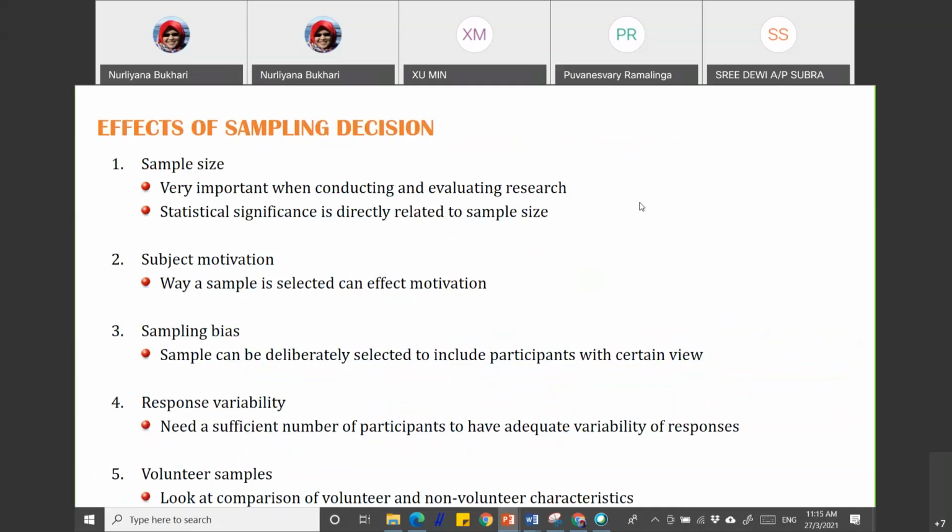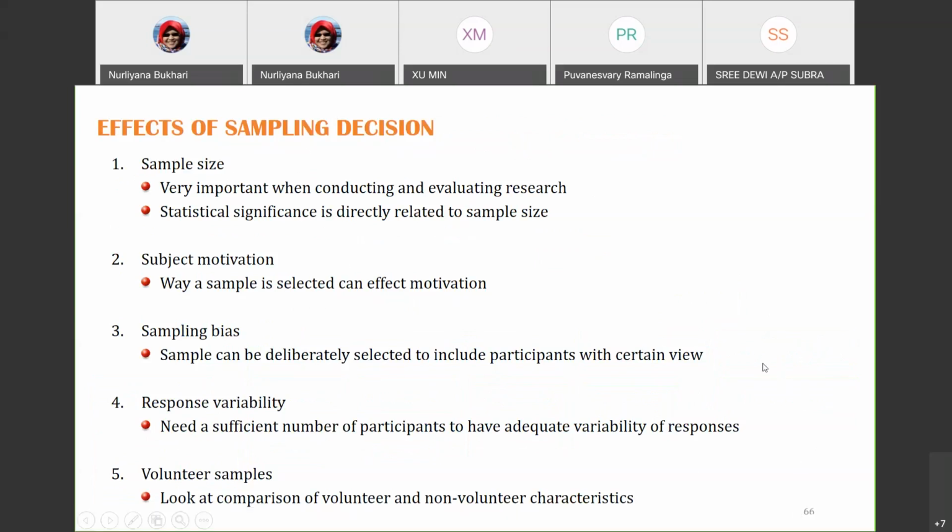Effects. Okay. What will happen? If you select not enough, okay, it is important to have a large enough sample size, because statistical significance is directly related to sample size. Yes, but it's not really affecting the effect size. Effect size and sample size are two different things.